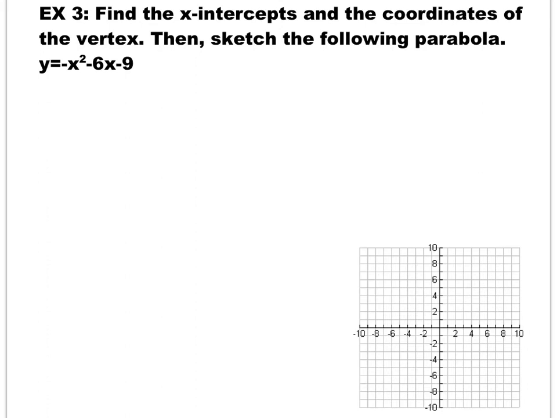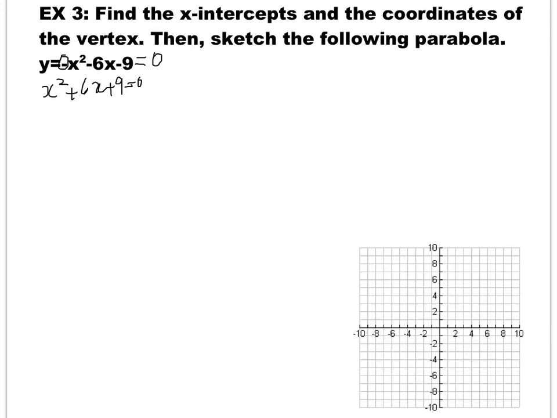The next example is to find the x-intercept and the coordinates of the vertex of negative x squared minus 6x minus 9. Again, we know that the x-intercept is when y is equal to 0, so I can make this equal to 0. To factor this one, I will multiply everything by negative 1 to get rid of the negative in the leading coefficient, so I get x squared plus 6x plus 9 is equal to 0.